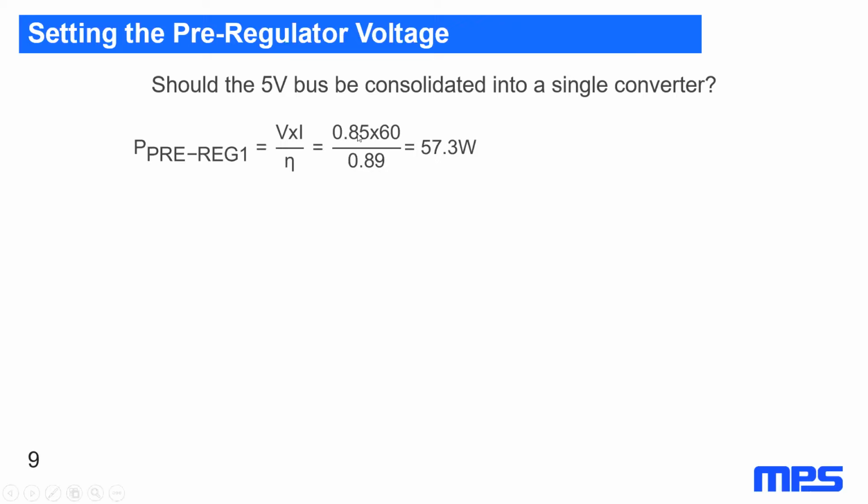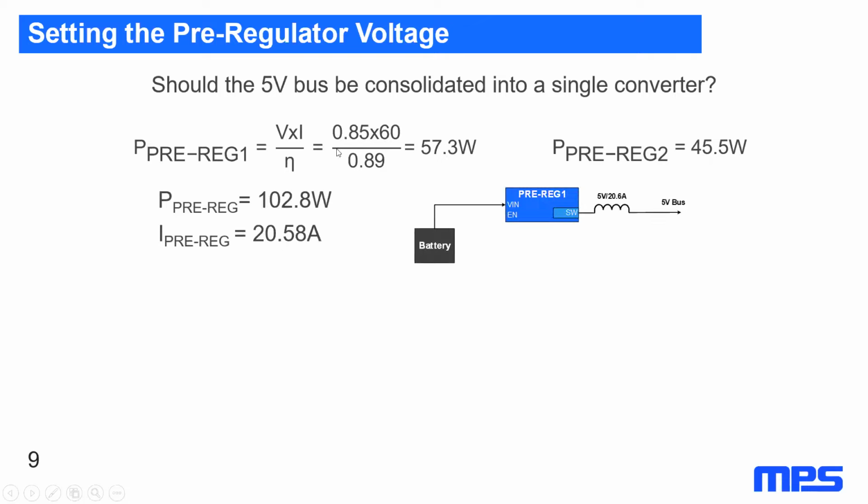We multiply the voltage by the peak current, divide by the peak efficiency, and we get an output power on the high current rail of 57.3 watts. For the low current domain, we already calculated that at 45.5 watts. So if we add those, we get the total power for our SoC system of 102.8 watts. If we do the math, our pre-regulator will need to deliver 20.6 amps at 5 volts.